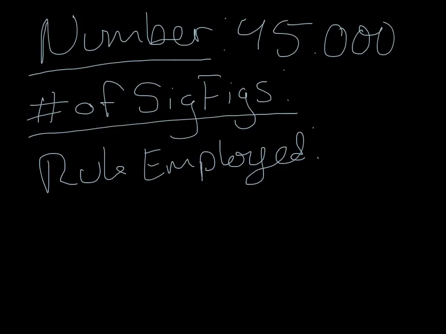The number 45.000 has 5 significant figures. The 4 and the 5 because they are non-zero digits because of rule number 1. And the zeros are all significant because they are to the right of the decimal place, and they're all ending the number because of rule number 3.